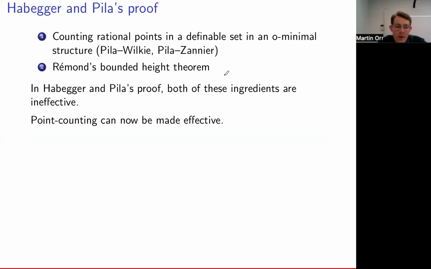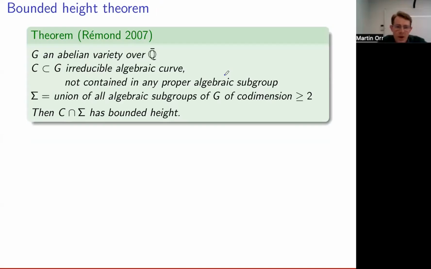So let's just state Rémond's bounded height theorem. We're in exactly the same setup. We've got an abelian variety, now we're restricting over Q bar. We're restricting to a subvariety which is a curve, and again, not contained in any proper algebraic subgroup. We look at the union of all algebraic subgroups of codimension at least 2, which is now the condition because we've restricted to talking about a curve. And the conclusion of this theorem is that the intersection between C and all these subgroups has bounded height.